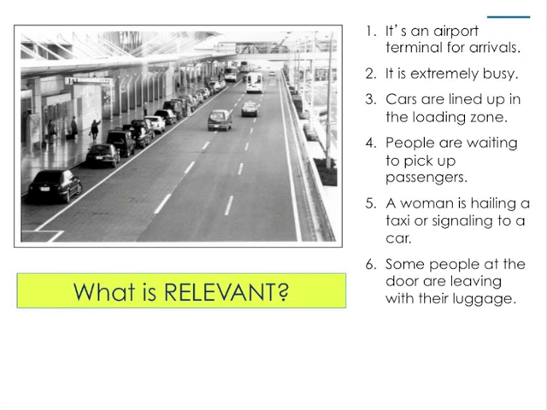So again, thinking about what's relevant. We discussed some of them. Here are 6 things that I think we can simplify. So it is an airport terminal for arrivals. Again, most likely these people are waiting for someone. It does appear to be extremely busy, at least in terms of the cars, though I wouldn't necessarily say it's extremely busy in terms of people. Cars are lined up in the loading zone. People are waiting to pick up passengers. There's that woman, again, hailing a taxi or signaling to a car. And some people at the door are leaving with their luggage. So again, there are lots of things we could point out.